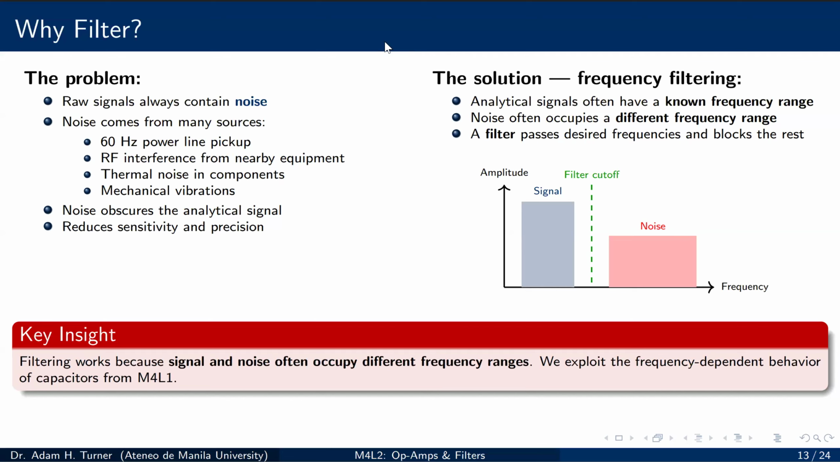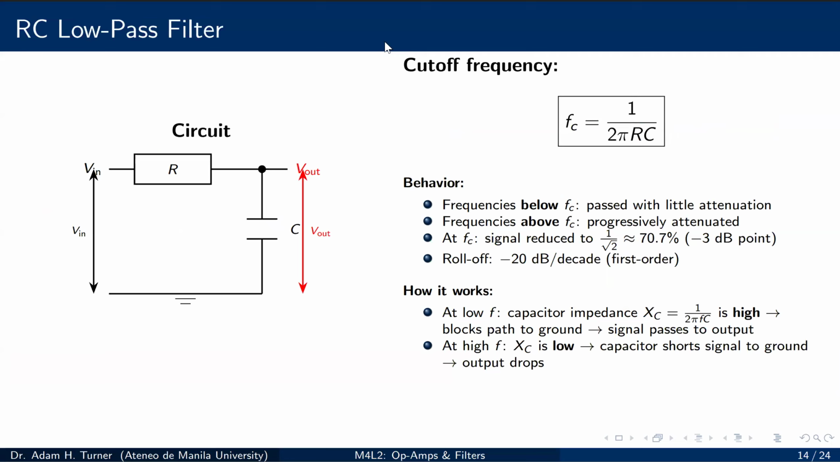So if we look at a low-pass filter, this RC low-pass filter circuit is remarkably simple. A resistor in series and a capacitor to ground. The output is taken across the capacitor. The cutoff frequency is Fc equals 1 over 2 pi RC, and this is the frequency at which the output drops to 70.7% of the input, the so-called negative 3 dB point, the 3 decibel point.